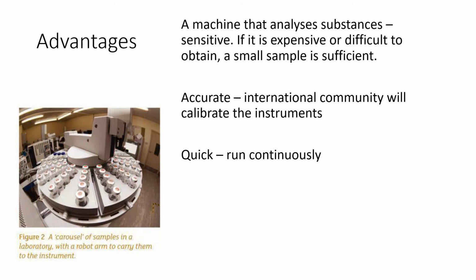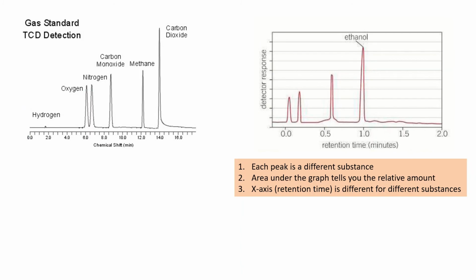There are expensive materials because it's very hard to get those materials. So because it's very expensive, you only need a small sample to be analyzed. And so that's the reason why, for the machine to be sensitive, it is an advantage because you only need a small sample. Right, let's have a look at this. Here you've got a chromatogram from a gas chromatography.